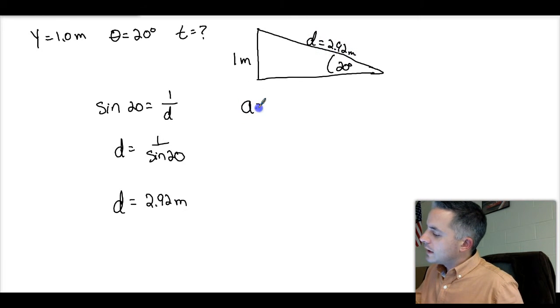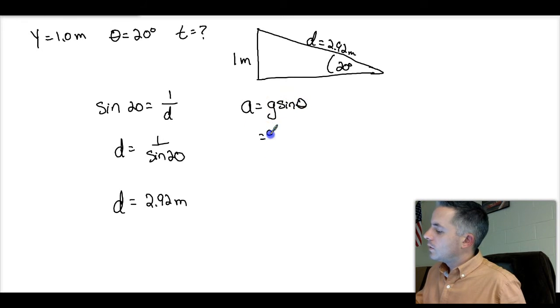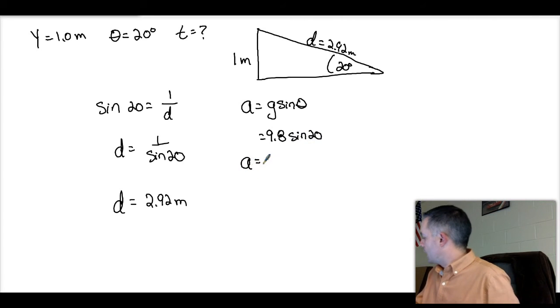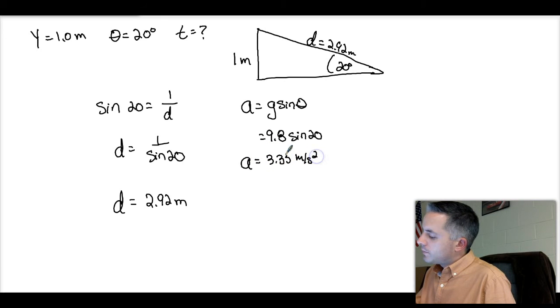Next thing we'll need to know is that acceleration. So acceleration is equal to g sine theta, or 9.8 times the sine of 20. So our acceleration, when we do that out, is going to be equal to 3.35 meters per second squared.